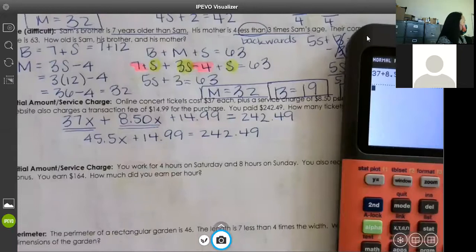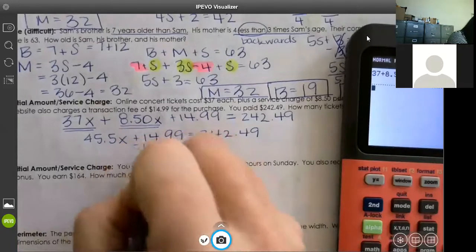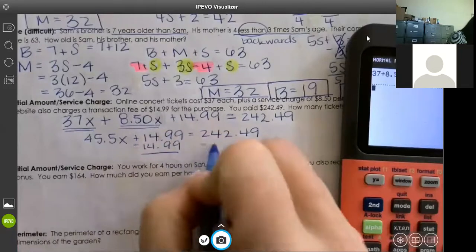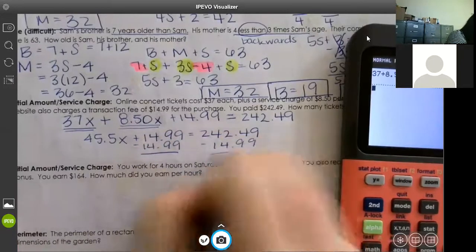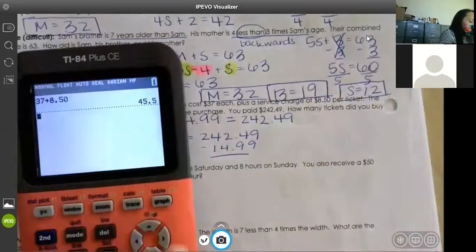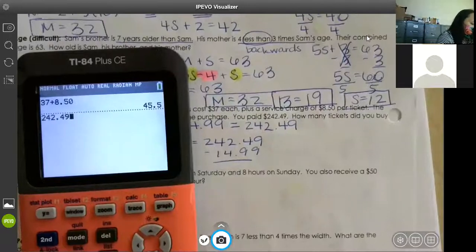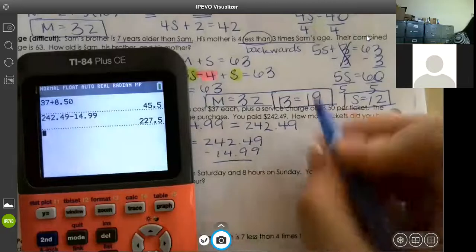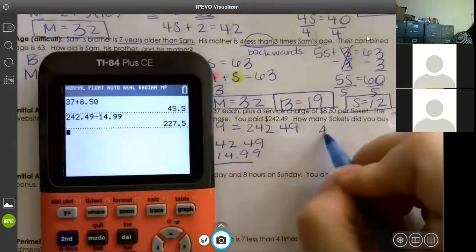What are we solving for? X. What's on the same side but not with it? Let's get rid of that 14.99. So we're going to subtract that 14.99. And again, I have to use my calculator. I could write it all out, but I'm being lazy. And I'm going to rewrite over here. I had 45.5.